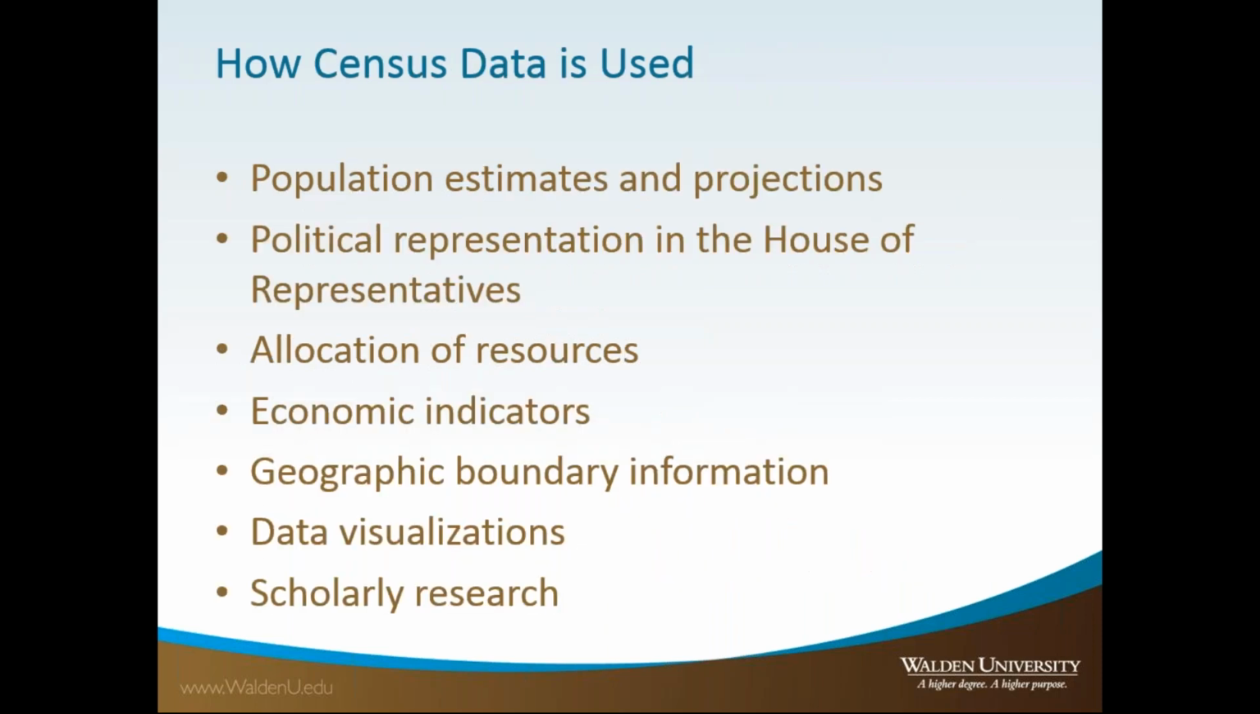So how is census data used? It's used for all kinds of things: for population estimates and projection, to determine political representation in the House of Representatives, generally to determine where resources should be allocated, for economic indicators, geographic boundary information, data visualizations, which we'll see some examples of later, and of course for scholarly research as well.